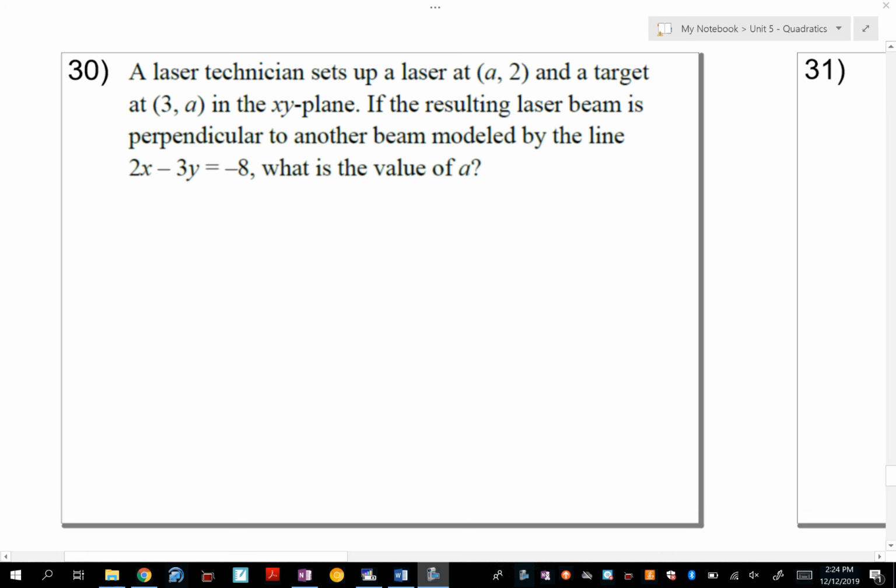Frederick is here for the last page, page 6, for our midterm review for the SAT questions. All right, we have a laser technician who sets up a laser at (a, 2) and a target at (3, a) in the XY plane.